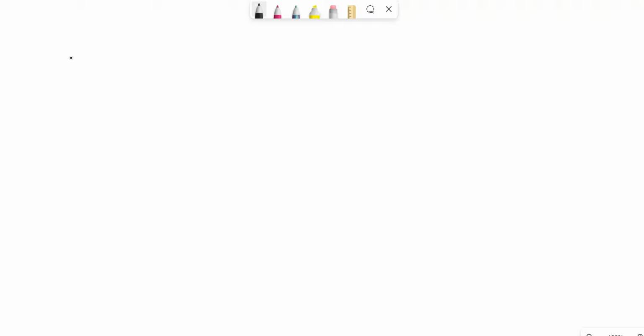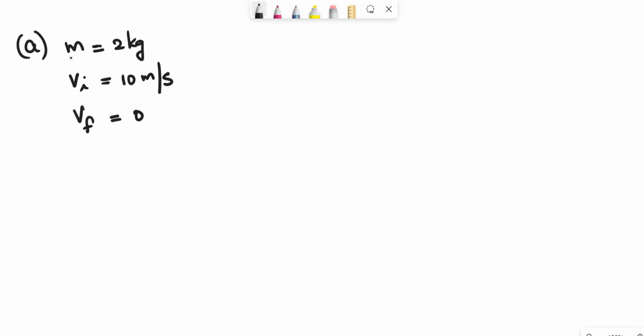Let us begin with part A. The mass of the block, M, is given as 2 kg. The initial velocity, Vi, is given as 10 meters per second. The final velocity is given as 0 meters per second. The plane is inclined at an angle theta equal to 37 degrees to the horizontal.